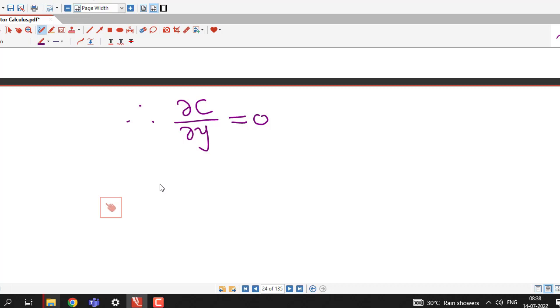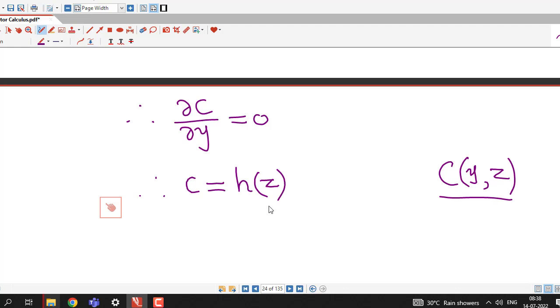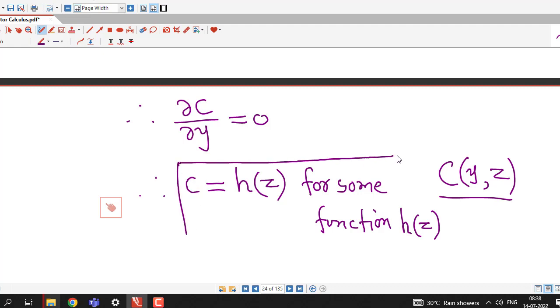So this function capital C, which is a function of y and z, and its derivative with respect to y is 0, that means this function C can be a function of z only. So here we write C equal to h of z for some function, say h of z, because its derivative with respect to y is 0, therefore we can write c as a function of remaining variable z.